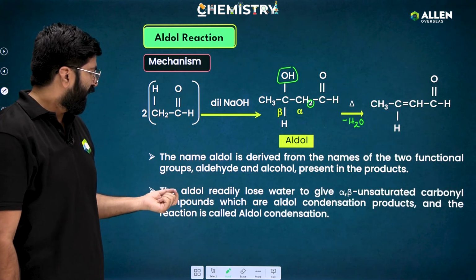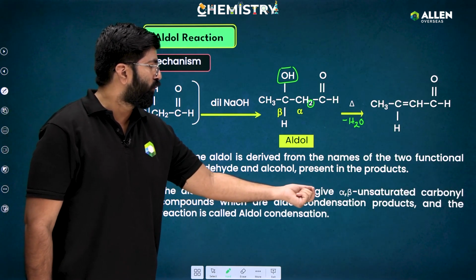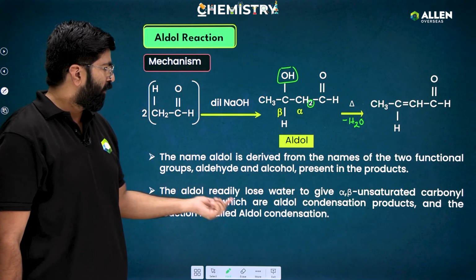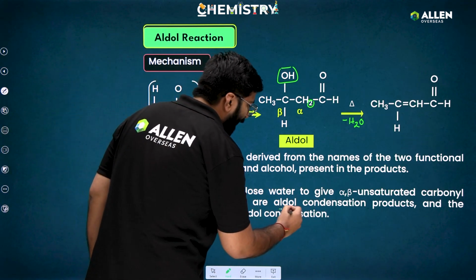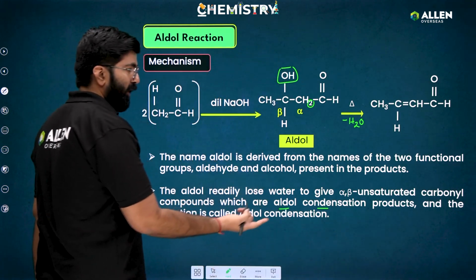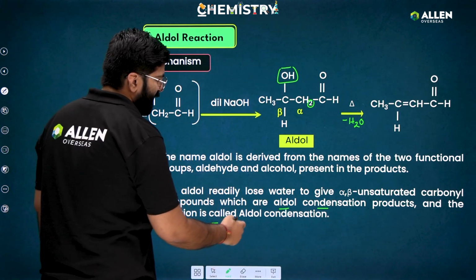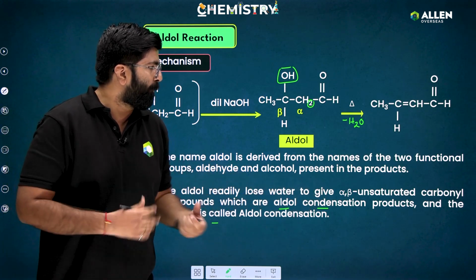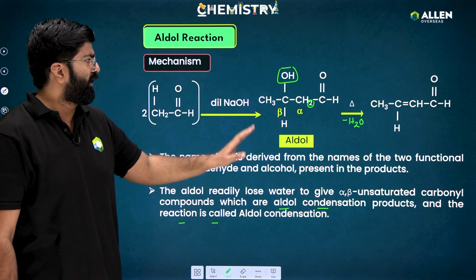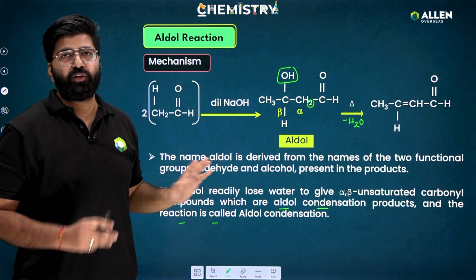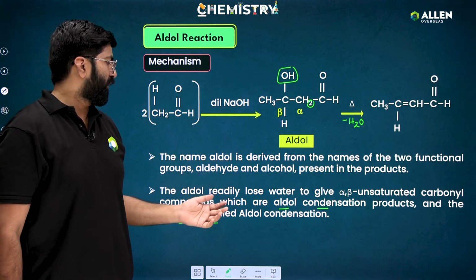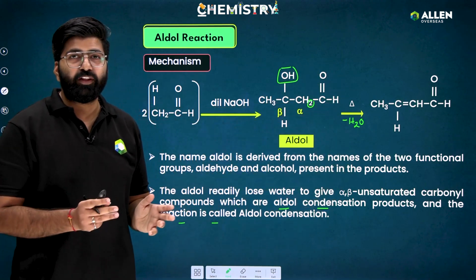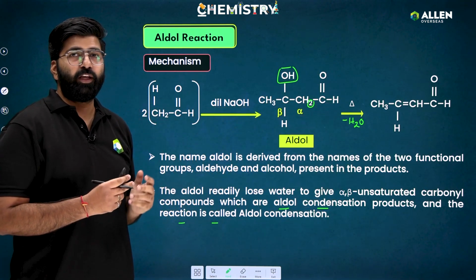The aldol readily loses water to give an alpha beta unsaturated carbonyl compound, which is the aldol condensation product. The reaction is called aldol condensation because this is an aldol condensation product. That's why this type of reaction is called aldol condensation. So now we have a rough idea of what aldol condensation is and how the reaction proceeds. Now we can directly proceed with the questions.